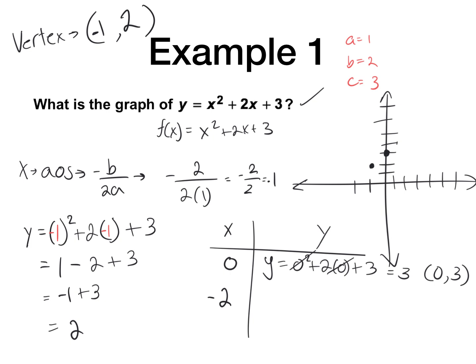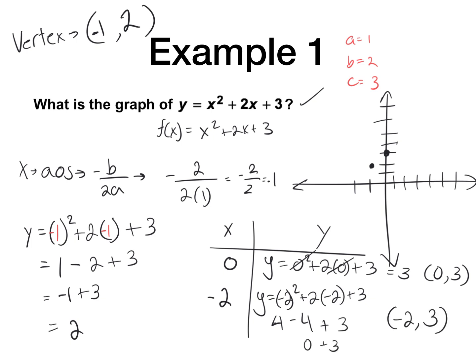Then I'm going to plug in 2. So I'm going to get y is equal to -2 squared plus 2 times -2 plus 3. That's going to be +4 minus 4 plus 3. So that's 0 plus 3. So we end up with -2, 3. So we get to the points right there. Now, we go up, and we have officially sketched this parabola.